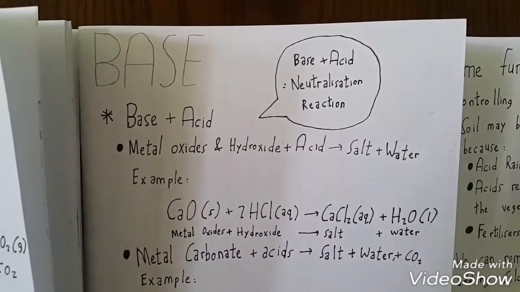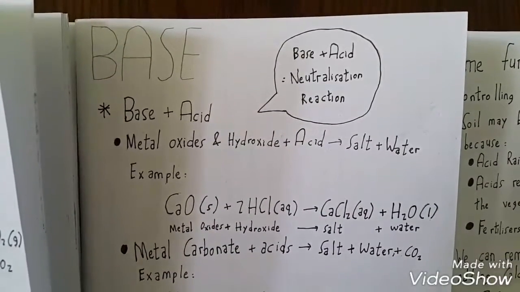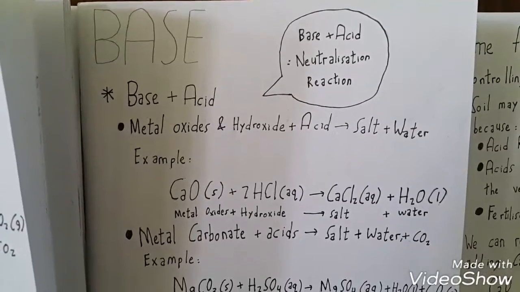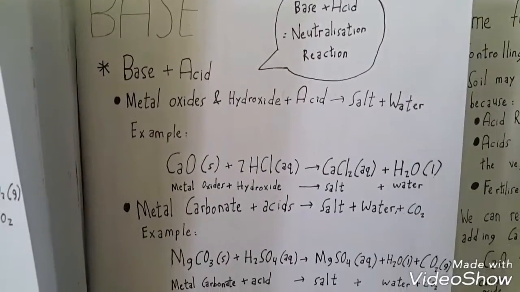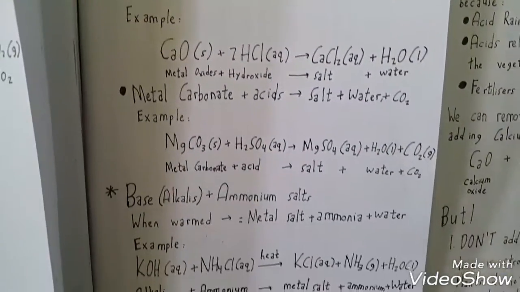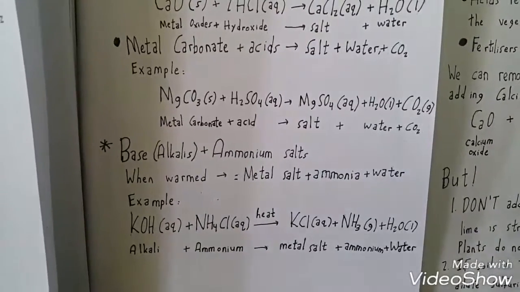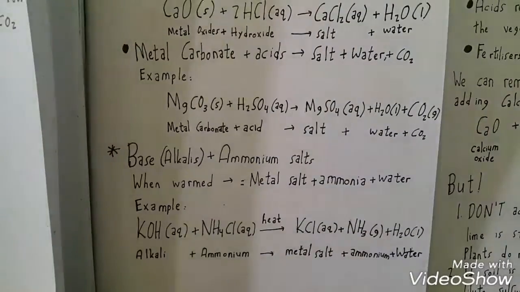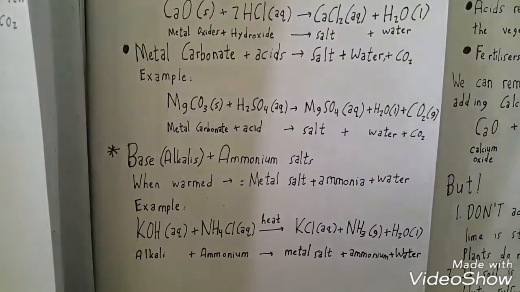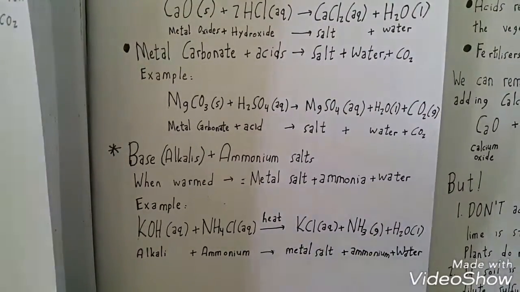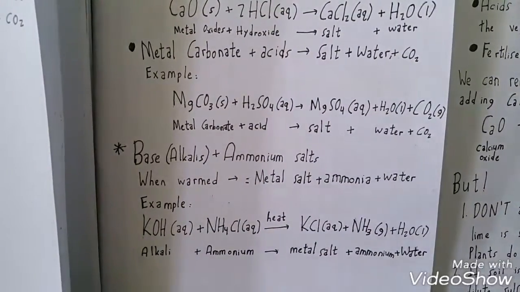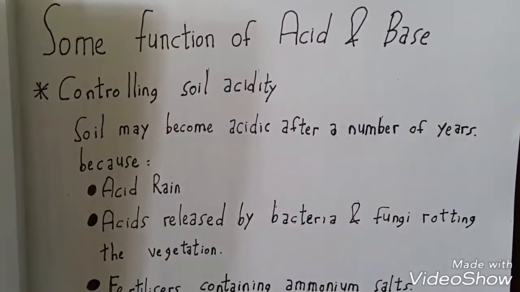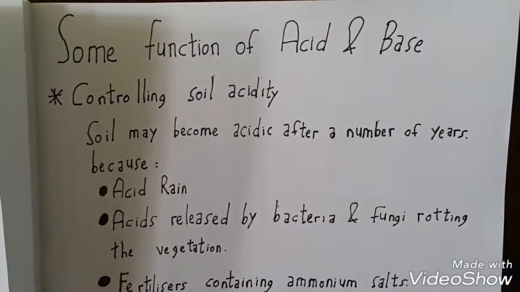Base plus acid. Metal oxide and hydroxide plus acid form salt and water. This is the example. Metal carbonate plus acid forms salt, water, and carbon dioxide. This is the example. Base plus ammonium salts. When warm, form metal salt, ammonia, and water. This is the example.